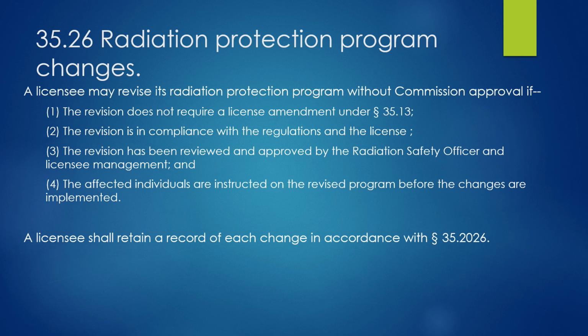So radiation protection program changes. A licensee may revise the radiation safety program without commission's approval if it does not require a license amendment, if the revision is in compliance with the regulations and the license, and the revision has been reviewed and approved by the radiation safety officer. And then it says the licensee shall retain a record. Remember, the licensee is the facility, not a single person. So it's really just saying that people can amend their radiation safety program. They can change their radiation safety manual and they can make small changes, but they need to keep a record of those changes. They don't necessarily have to notify the NRC every time that they make a grammatical correction or change one thing within their radiation safety manual or program.